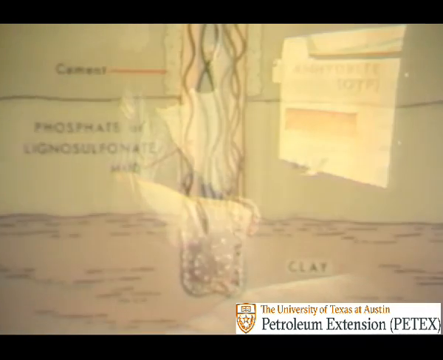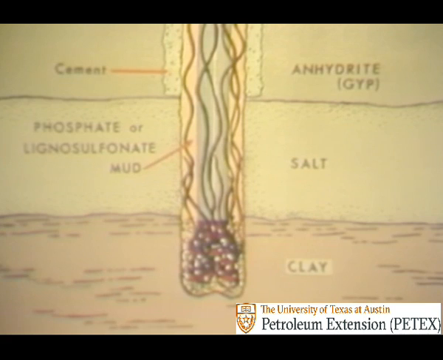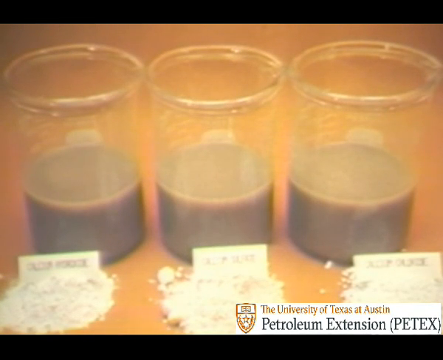A problem with phosphate and lignosulfonate muds is that they get contaminated when cement, anhydrite, gyp, and salt are drilled. Also, drilled clay solids hydrate and cause problems, so an inhibitive mud may have to be used. Calcium-treated muds are inhibited muds. There are three calcium compounds used in calcium muds: calcium hydroxide, calcium sulfate, and calcium chloride.